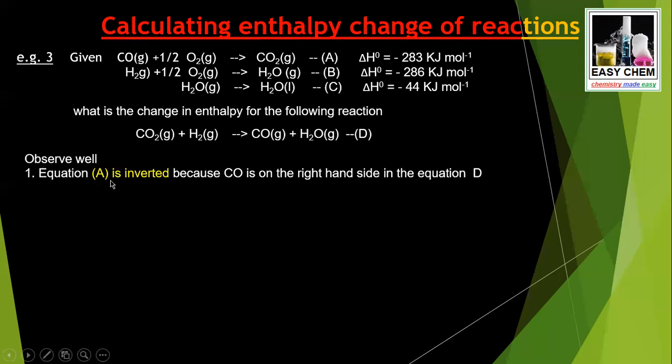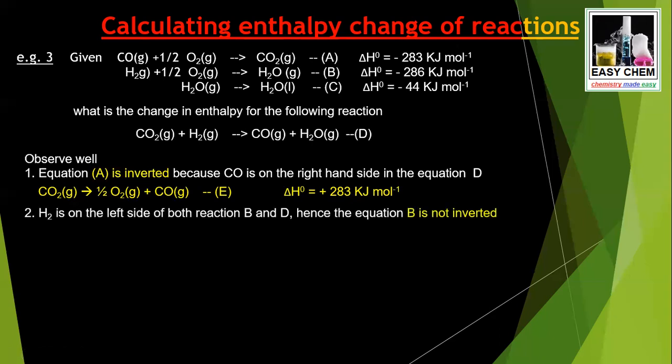So here, equation A is inverted because carbon monoxide is on the right-hand side of equation D. In equation A, it is on the left-hand side. So by inverting, we can bring the carbon monoxide to the same side as in equation D. So here is that equation. Carbon dioxide gas gives half O2 plus carbon monoxide. I consider that as equation E. Enthalpy change is positive 283. In the first equation A, it is negative 283. Now it has become positive 283 because we inverted the equation.